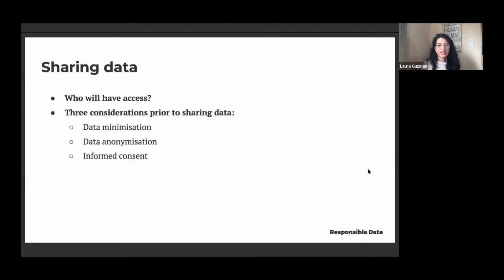Alrighty, last two steps of our hypothetical project. First is sharing data, and then next we'll be closing the project. But for sharing data, we mean this both internally to the project and also externally in terms of publication. So starting with the former, internally, who has access to which data?